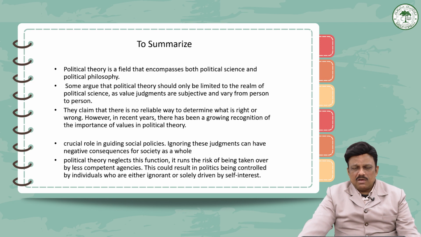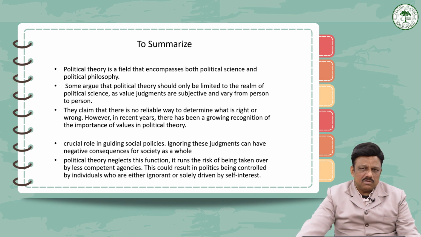Now, to summarize what we have studied so far in the scope of political theory, it is a field basically which encompasses both political science and political philosophy. These branches serve three main purposes, that is description, criticism, and reconstruction. So political science focuses on providing practical description of political phenomena, while political philosophy is concerned with evaluating values and reconstructing ideas.